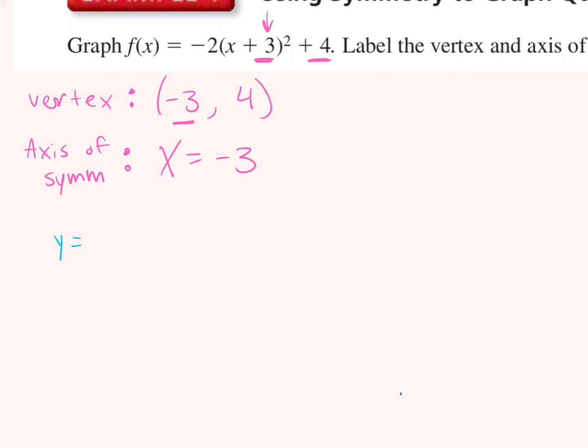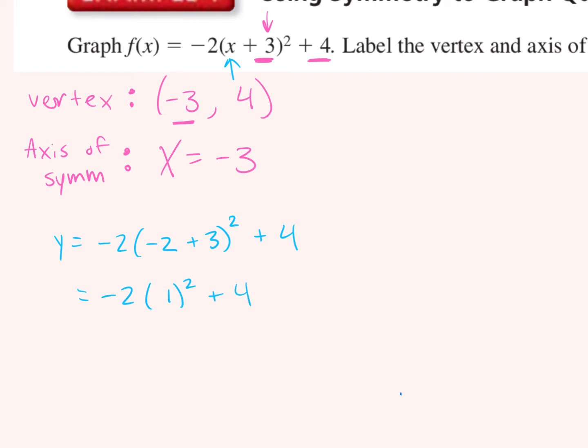So y is equal to -2 times -2, because I'm plugging that in for the x, plus 3 squared plus 4. Make sure you follow your order of operations when solving. What do I have to do first? PEMDAS. What's the P stand for? Parentheses. So -2 plus 3 would be 1.